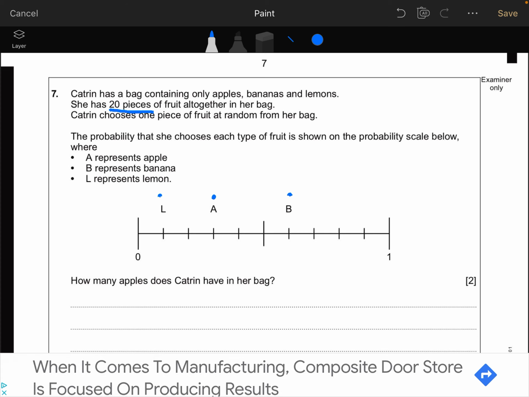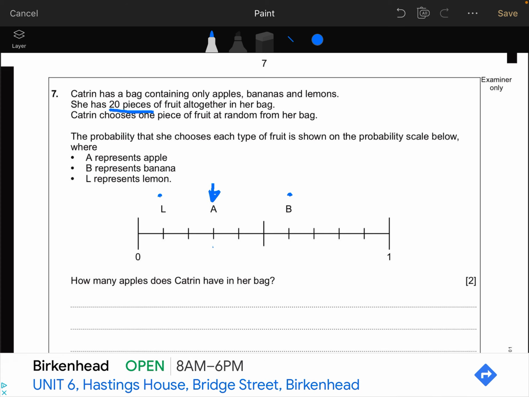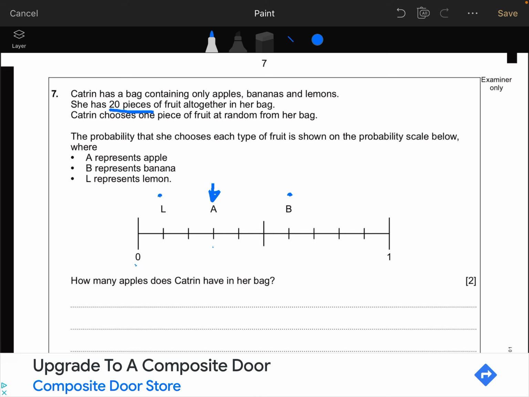So if we look at apples, that's here. And we look at the scale, the numbers at the bottom, 0 and 1, so 0.5 would be here. And then each of these steps is 0.1, 0.2, 0.3, 0.4, etc. And the apples has got 0.3 chance. That's the probability of choosing an apple is 0.3. So we've got a probability of 0.3. That's for choosing one apple.